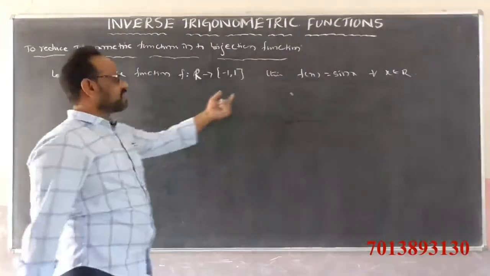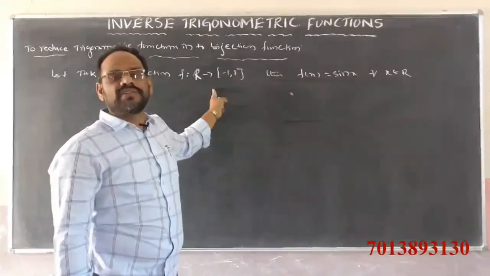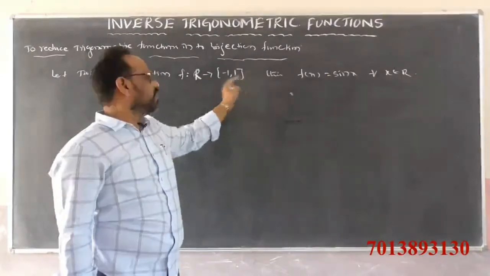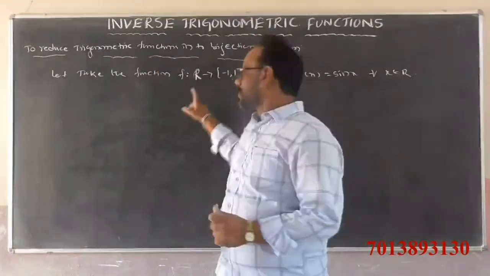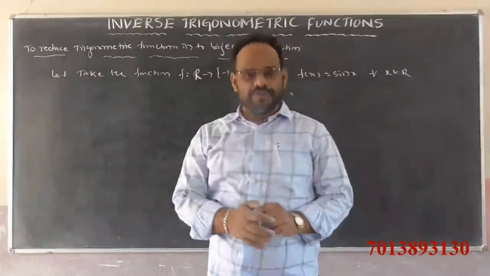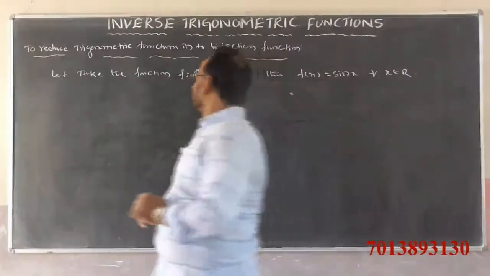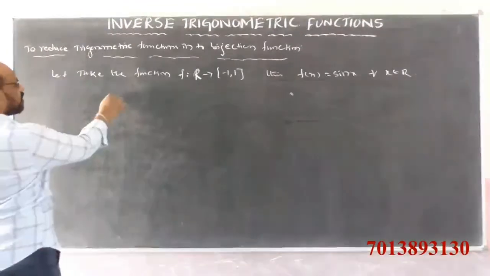Let us take the function f of x is equal to sin x. Clearly we know that the domain of the sin function is real numbers and the codomain is -1 to +1. The domain of the sin function is all the real numbers, but its range is -1 to +1. Observe here, clearly the sin function is not a bijective function.